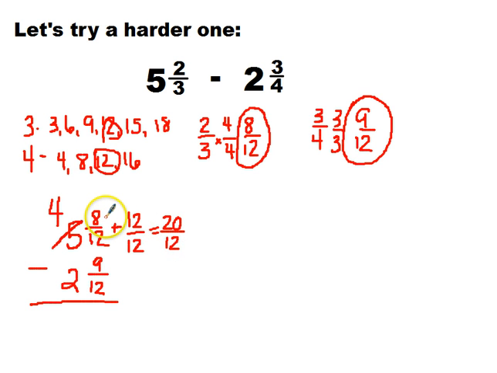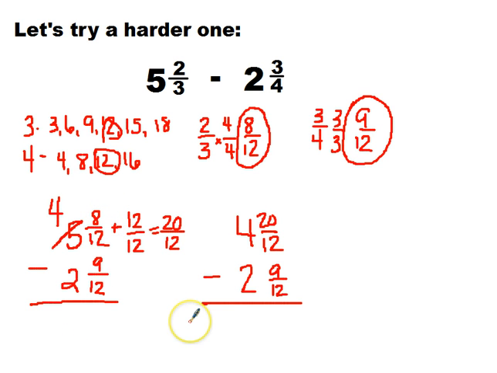So now rather than dealing with 5 and 8/12, I'm now dealing with 4 and 20/12, which I probably should rewrite again. There we go. That's a little bit neater to deal with. So now we're going to do 20/12 take away 9/12 is 11/12. And 4 minus 2 is 2. So I get an answer of 2 and 11/12.